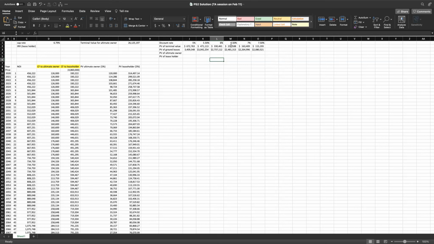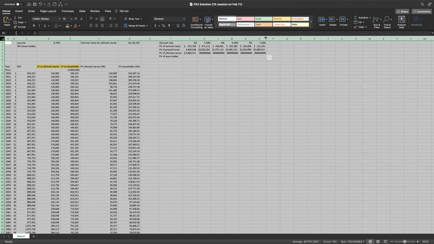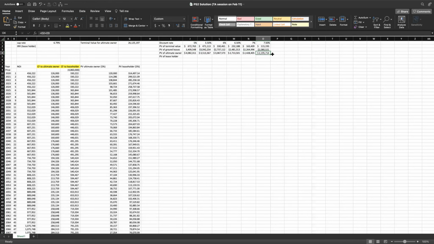So this is the present value of the ground leases under different scenarios of discount rate. The present value of the ultimate owner will be the sum of them. Under the 5% scenario, the present value of the terminal value and the ground leases together will be 4 million something. And if you have 7.5%, it will become only 2 million something. And you can do a similar thing for the leaseholder.